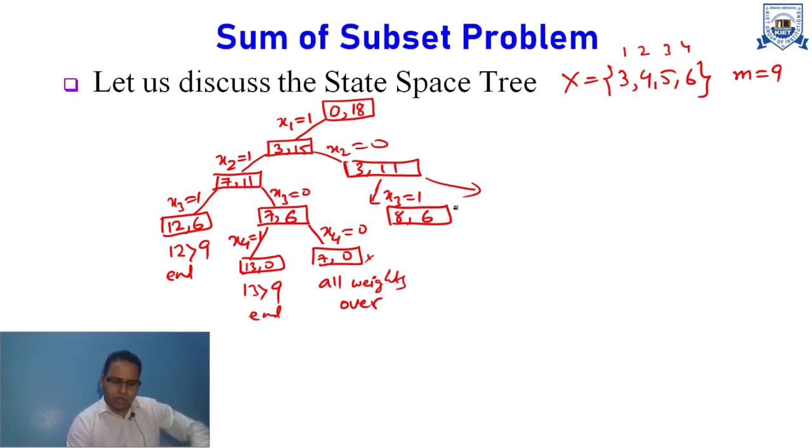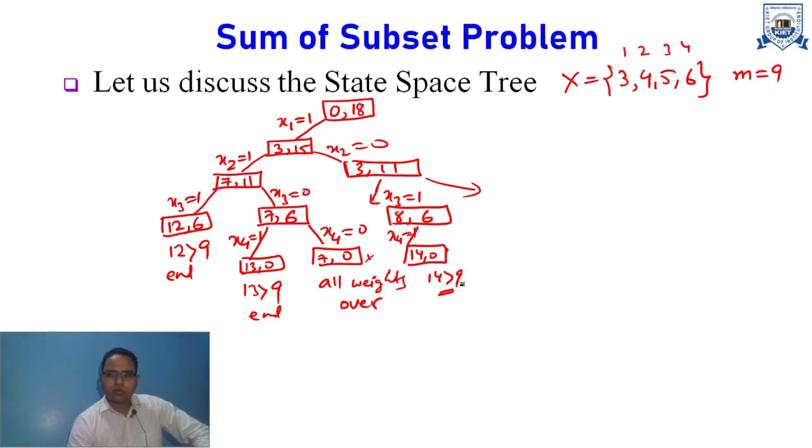Let's see what happens. Okay, let's include the fourth weight, x4 equal to 1. If you include the fourth weight, it will become 6. 8 plus 6 is 14. Here you can say 14 is greater than 9. So again it is a boundary condition.